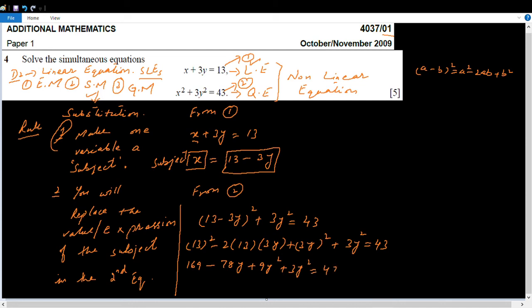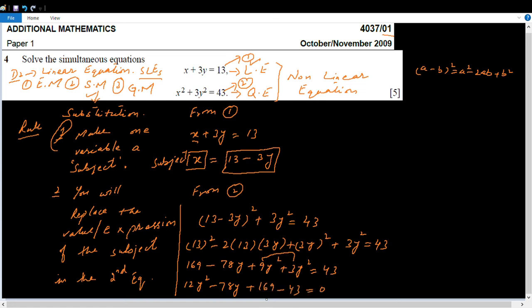Further simplify it, and we will solve it using a quadratic equation, by mid-term breaking or by using the quadratic formula. You know that we make one side equal to 0, so when we add 9 and 3, it becomes 12y² − 78y + 169 − 43 = 0.